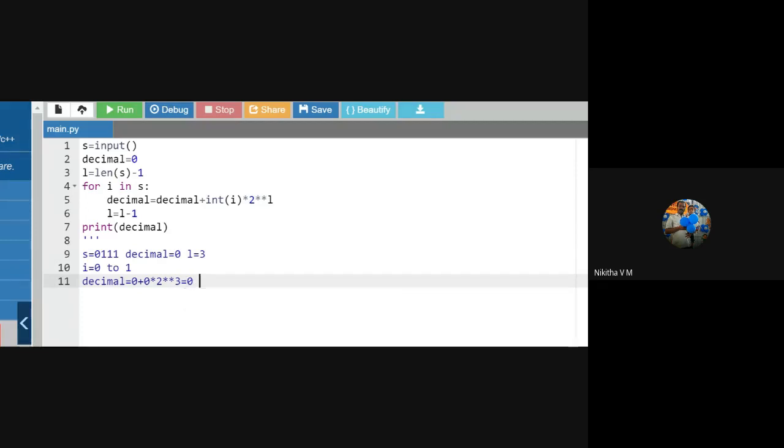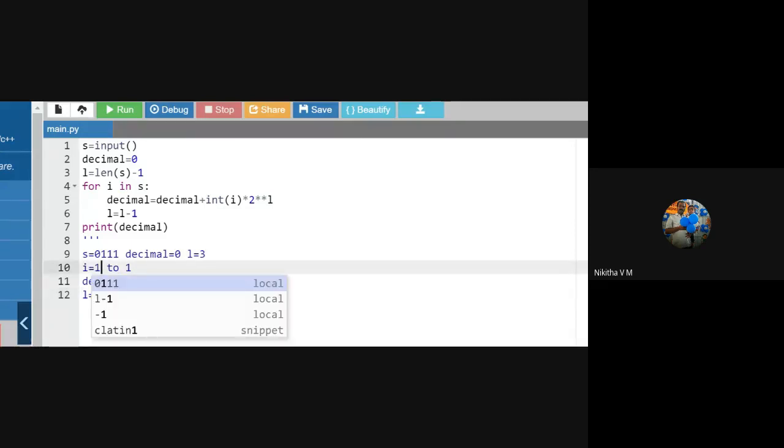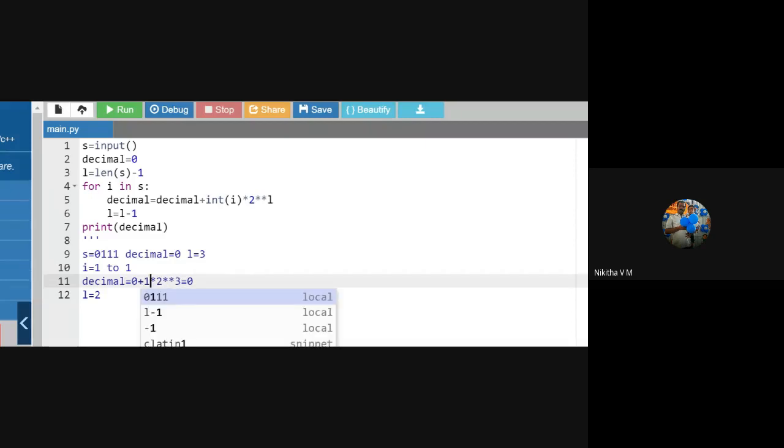Then what are we doing? L is equal to L minus 1. So length minus 1, L will become 2. Go for the next iteration. Next iteration, this is going to become 1. Now again we are calculating decimal, which is 0 plus int of I, which is 1 into 2 to the power of 2.